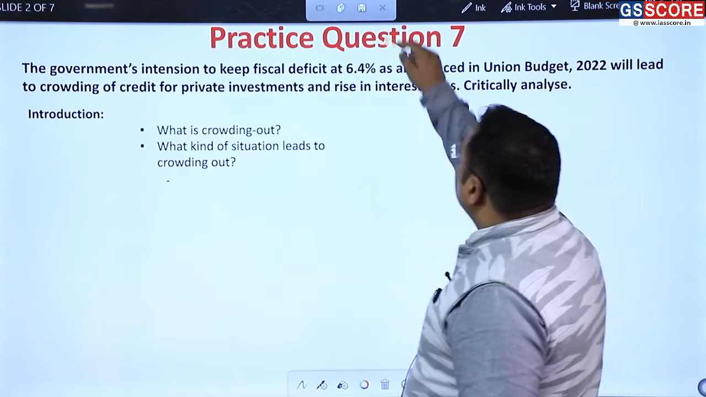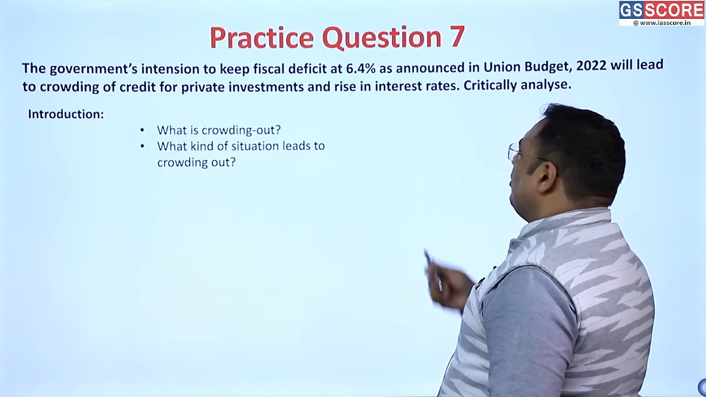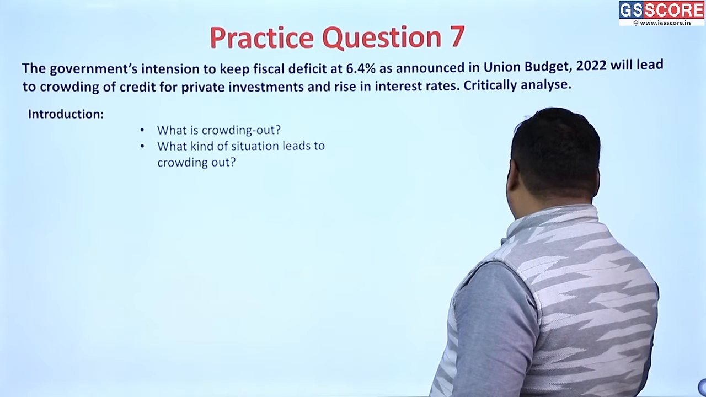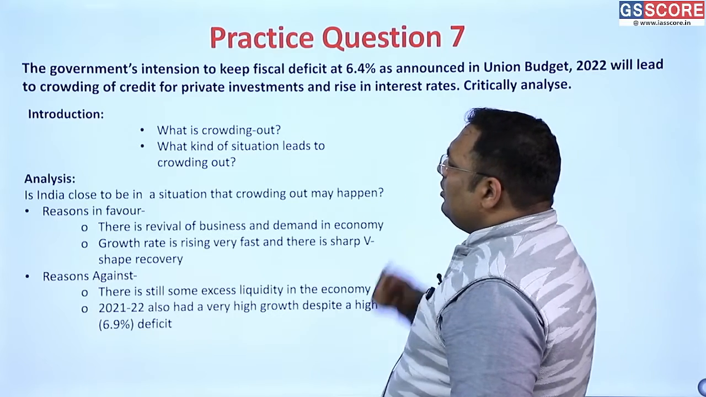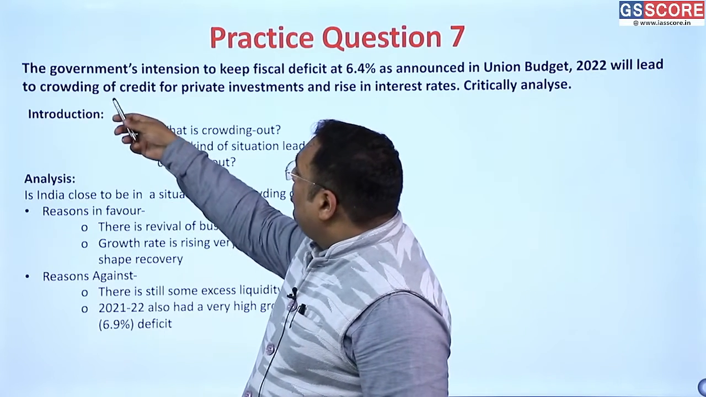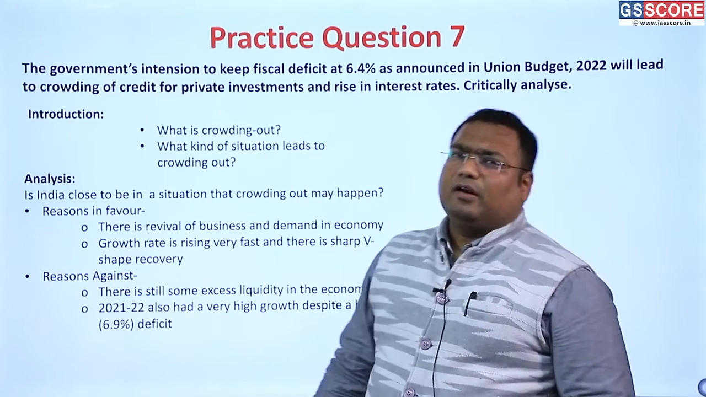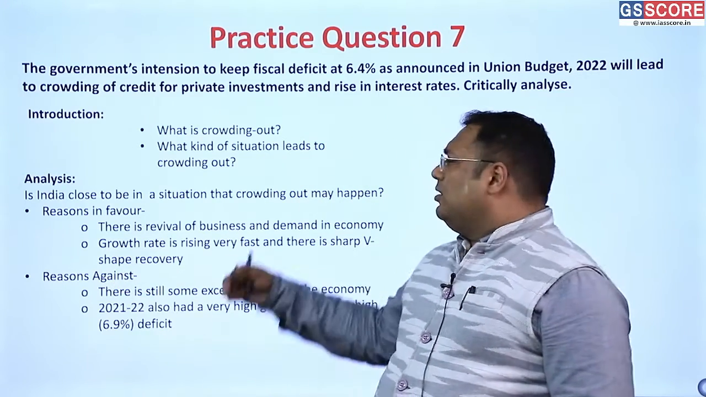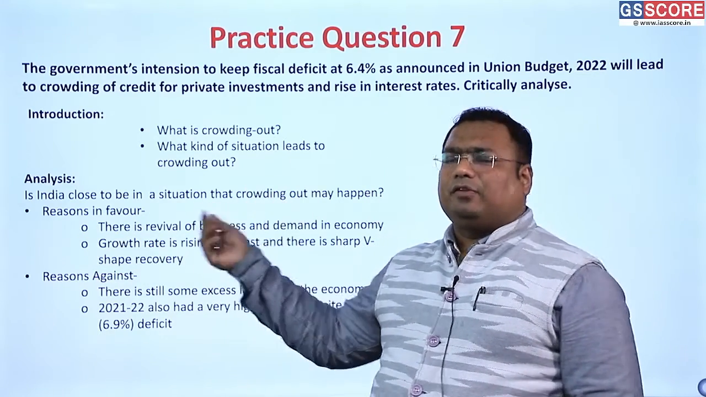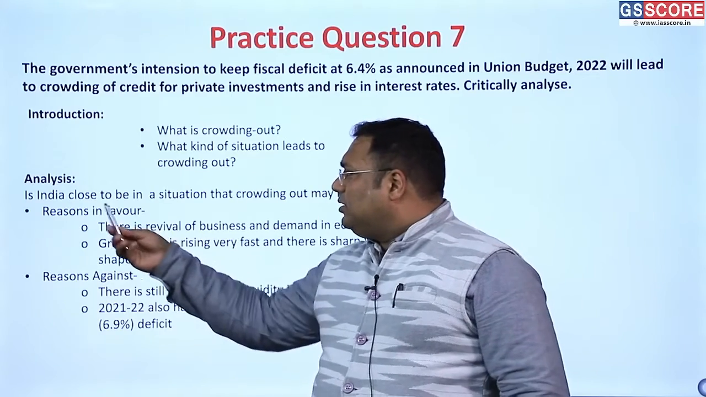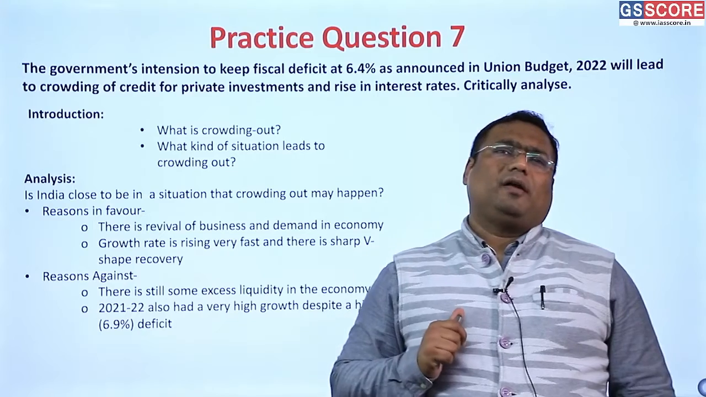Now let us move ahead from here. This will be roughly 1/3 of your answer, or almost 40% of your answer. Then you need to talk about why it will create crowding out and why it is not going to create crowding out. So we will talk about both situations: at present, what kind of situation is there? Is India close to a situation where crowding out may happen? This is what we are going to argue.